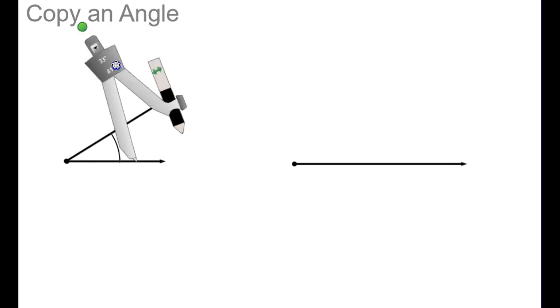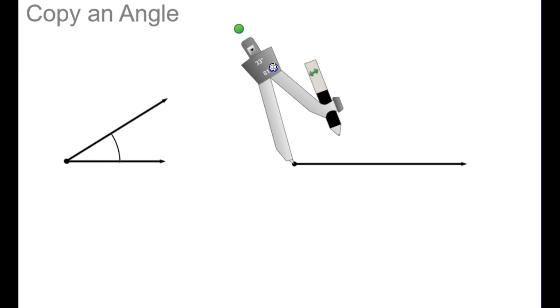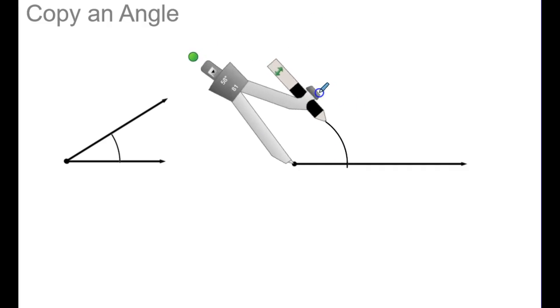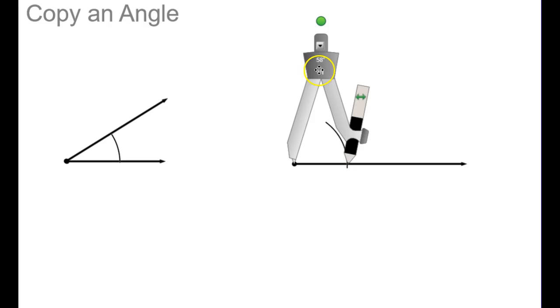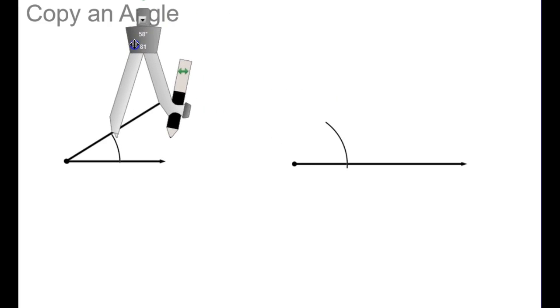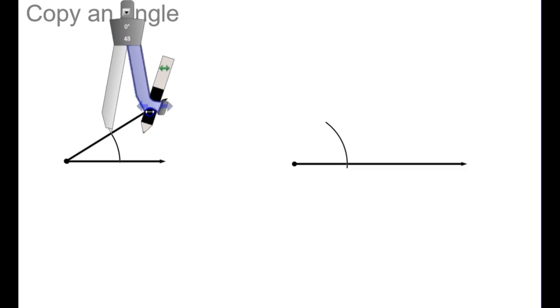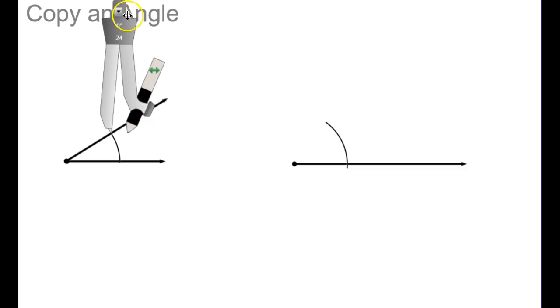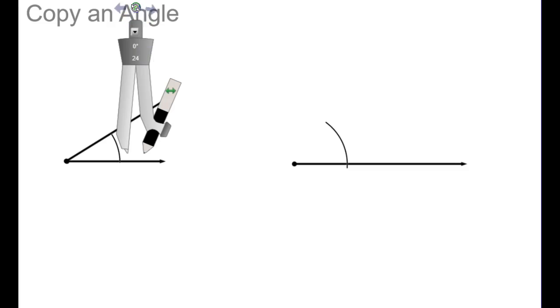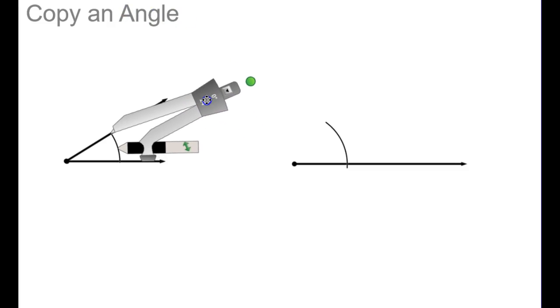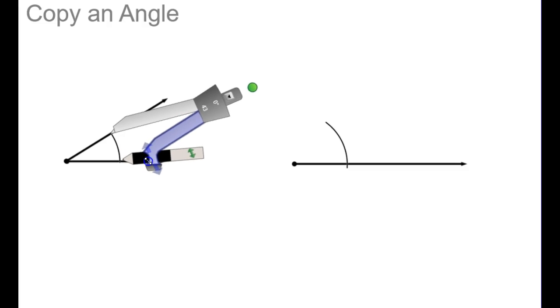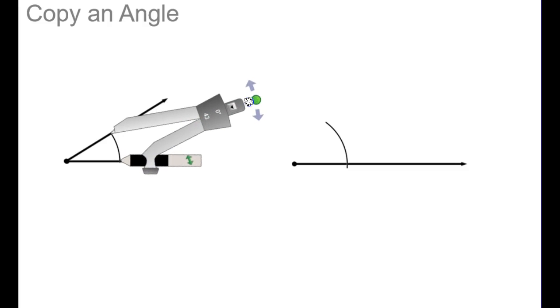Using that same radius, I'm going to go to the vertex over here and construct an arc with the same radius. Okay. Now I'm going to go back to the first angle, put my compass on one of these points of intersection, and rotate this around, if I can get this to line up, and extend this out so that we get this distance here.